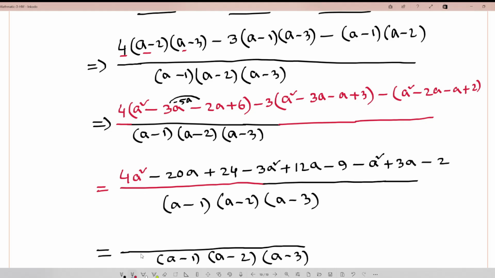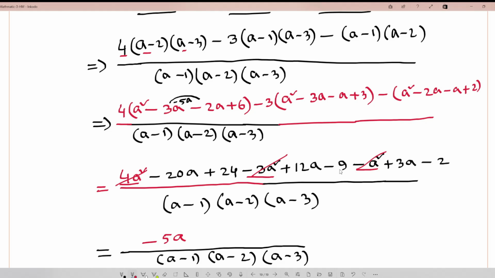Now we will exchange something. Look, here is 4a square, here is minus 3a square and here is minus a square. It means minus 3 and a, it will become minus 4. So 4a square we can cut. 4a square minus 3a square minus a square, it is out. Now here is minus 20a, here is plus 12a and here is 3a. 12 plus 3 means 15. 15 minus 20 is minus 5. So minus 5a.